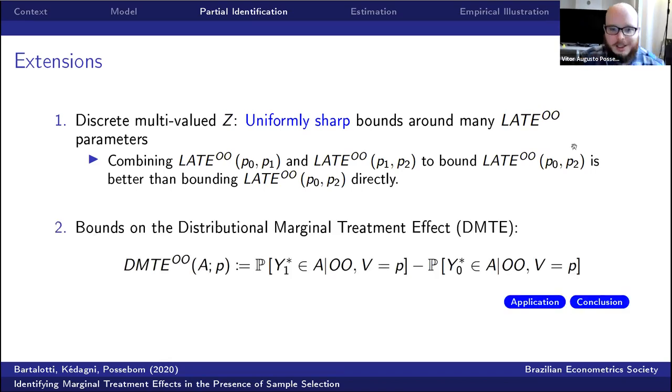Finally, I do know that some people like quantile treatment effects. I'm one of them. Sergio, I'm sure, is another one. So we also analyze the distributional marginal treatment effect parameter. So now we are trying to bound 2 CDFs, and we are taking the difference between those CDFs. And we can derive uniformly sharp bounds around those objects. And as a consequence, we can use our framework to also bound the quantile marginal treatment effect.